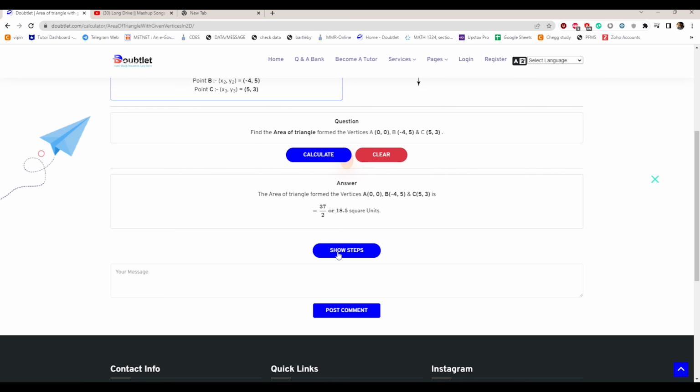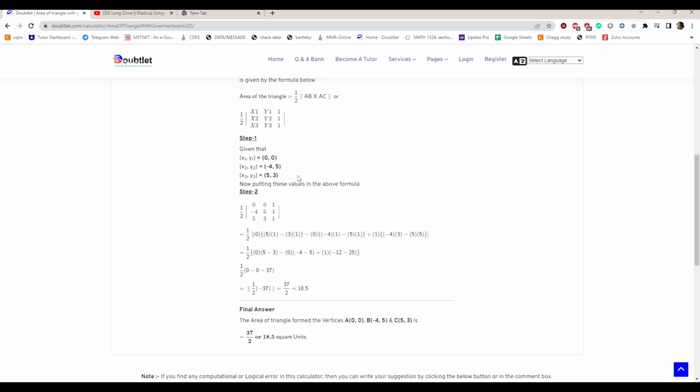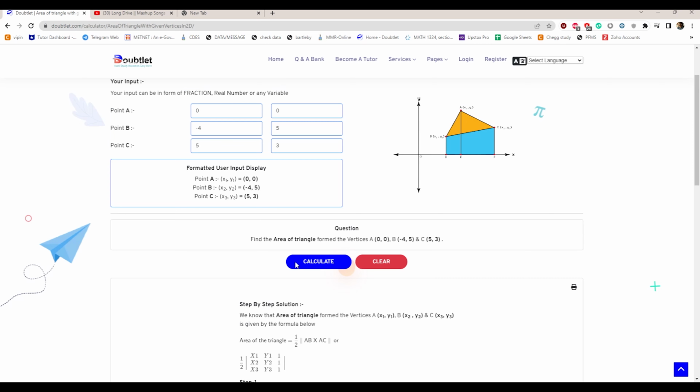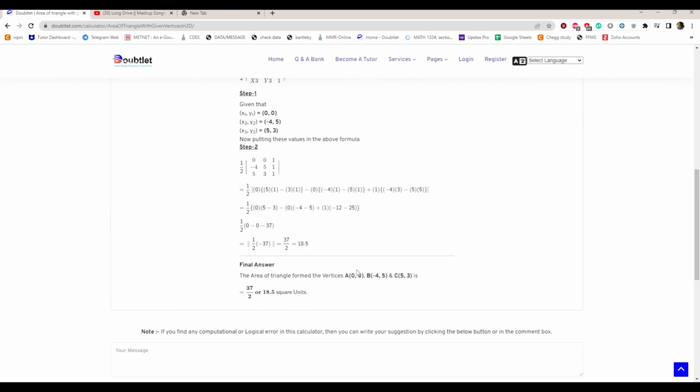And if you want to see the steps, then you have to click on this button, and after that a step by step solution will be displayed. And if you change the input, then the answer will also change. So you can access this calculator.